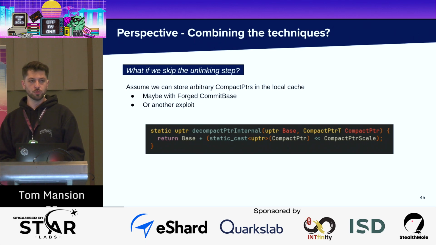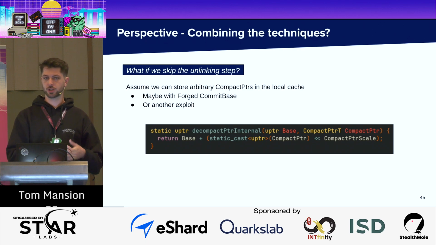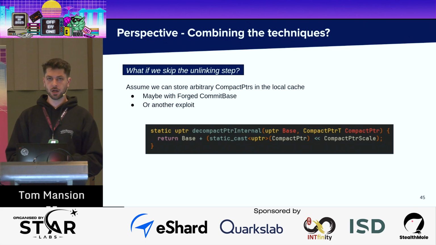What if we assume that we can get a chunk that overlaps the local cache in some region? Maybe we can get to this by using the other technique, forge commit base. Maybe some other techniques will come out in the future and we can use them. The thing is that when Scudo allocates from the cache, it doesn't check that the decompacted pointer stays within the bounds of a region, right?